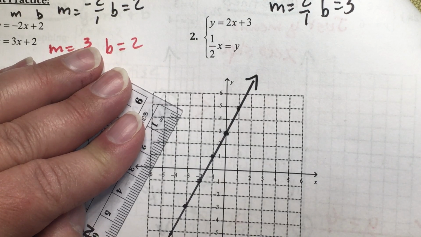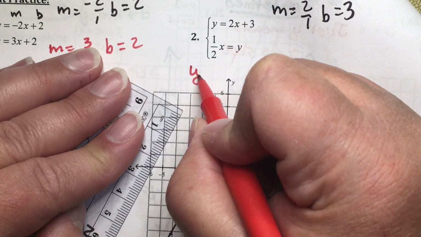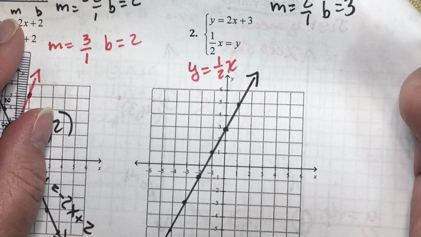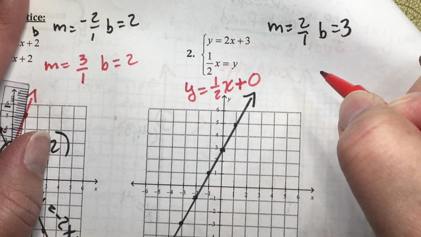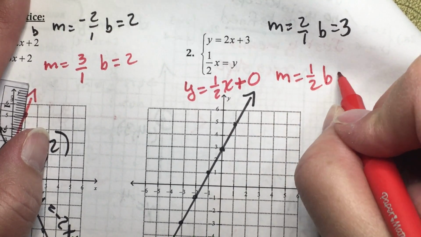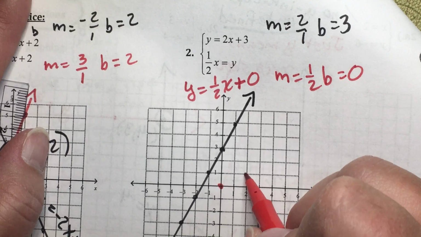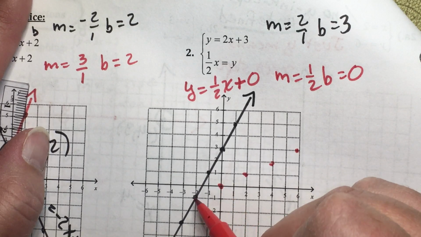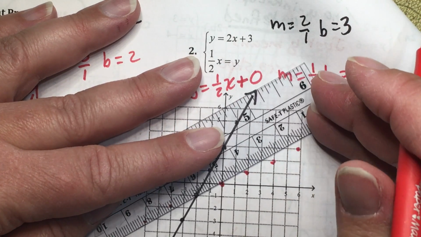I'm trying to remember where they cross. Oh well. So for this one, I'm just going to put the y on the other side to get y equals 1/2 x. But there's no y-intercept. There's 0 there. I'm going to make my own. Plus 0. So I have m 1/2. b 0. So I start here at 0. Rise 1, right 2. Down and to the left to get some more points. I see where they're going to cross now.